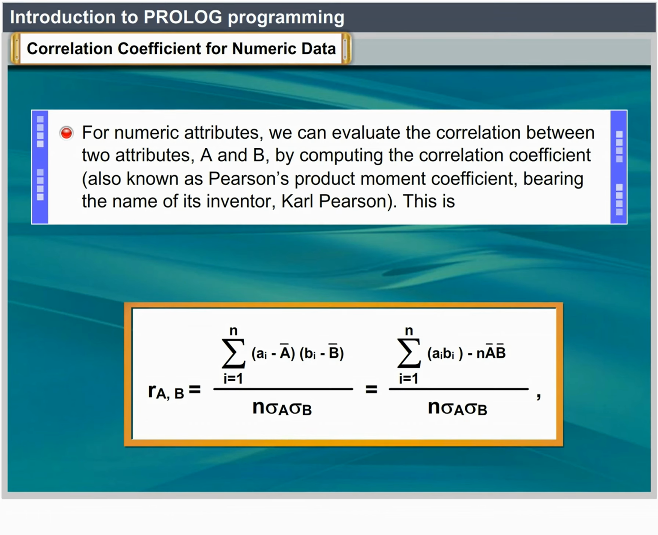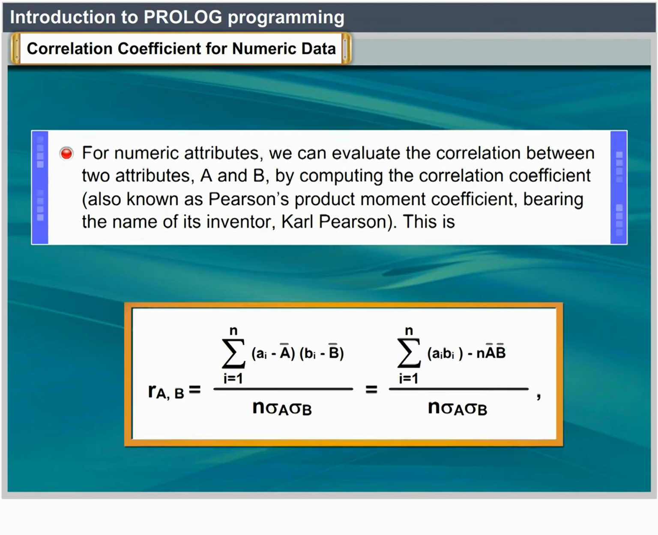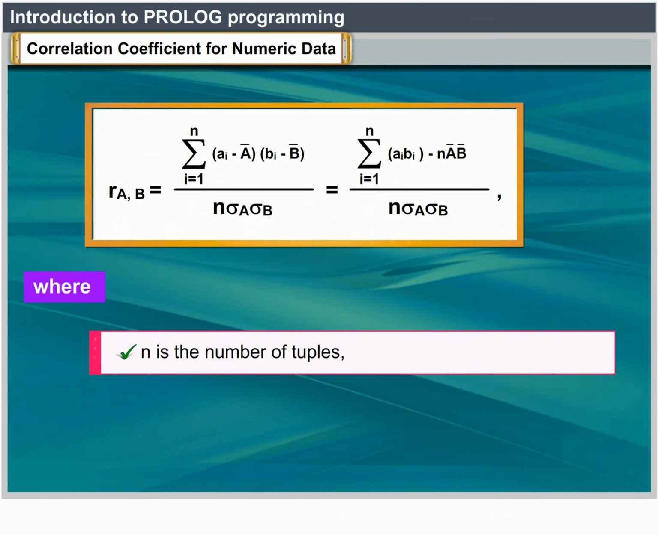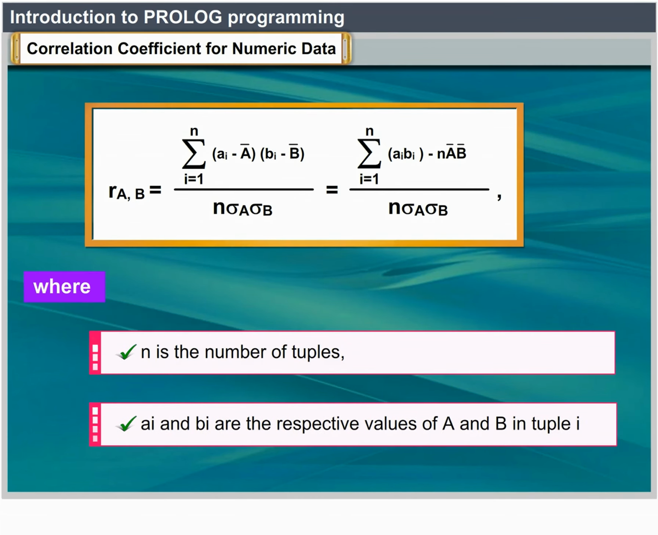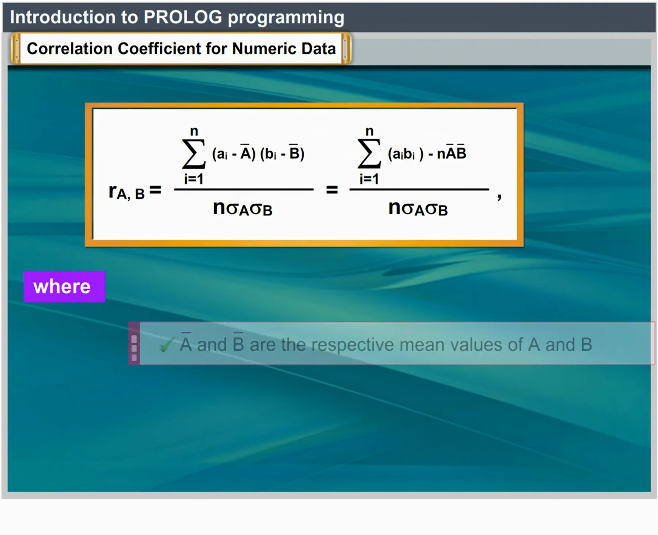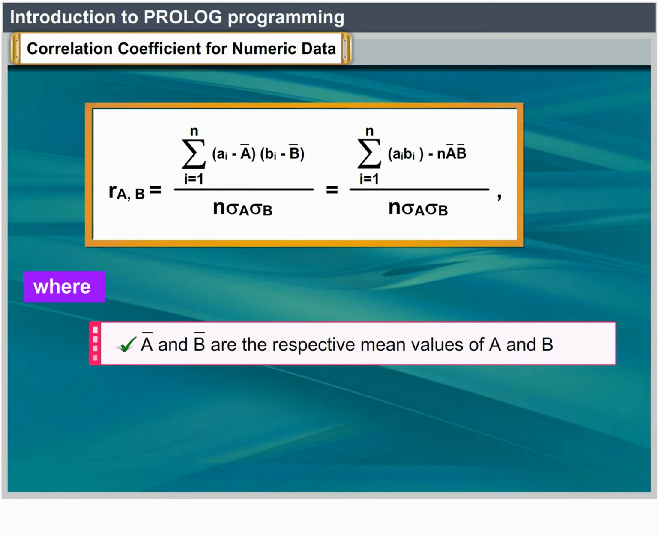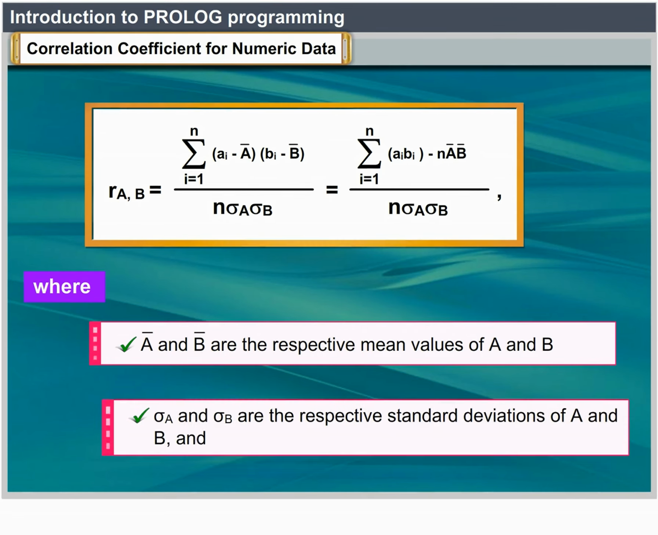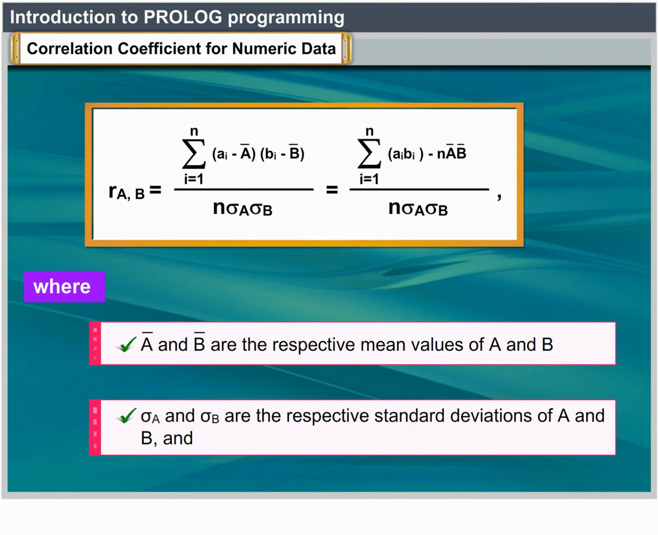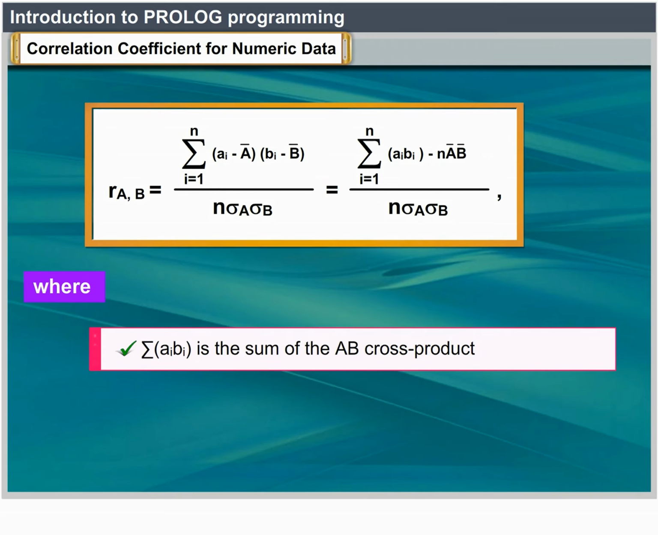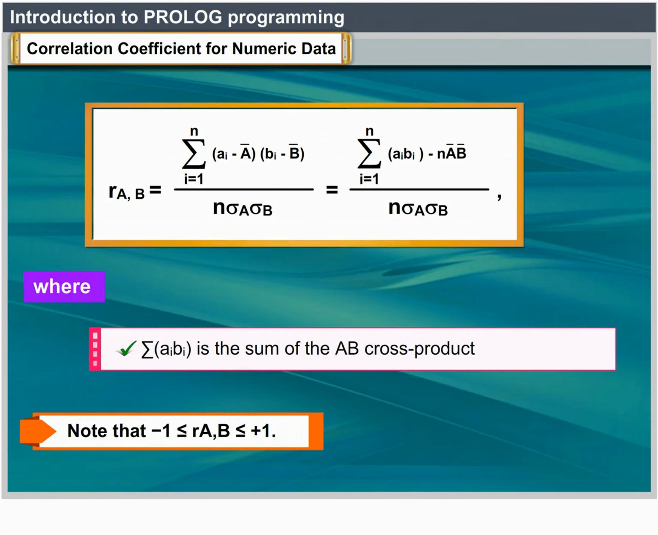where n is the number of tuples, ai and bi are the respective values of A and B in tuple i, A bar and B bar are the respective mean values of A and B, sigma A and sigma B are the respective standard deviations of A and B, and summation ai bi is the sum of the AB cross product. Note that r(A,B) lies between minus 1 and plus 1.